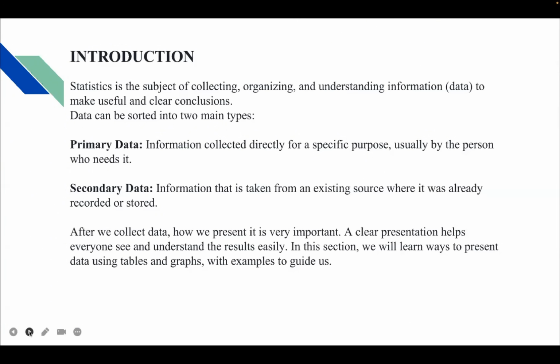So after we collect data, how we present it is very important. A clear presentation helps everyone see and understand the results easily. In this section, we will learn ways to present data using tables and graphs with examples to guide us. So today we're just going to cover like 2 things. Then by the next class, we'll cover another 2 subheadings. I think that will be enough to cover everything that has to do with tabulation and presentation of data.